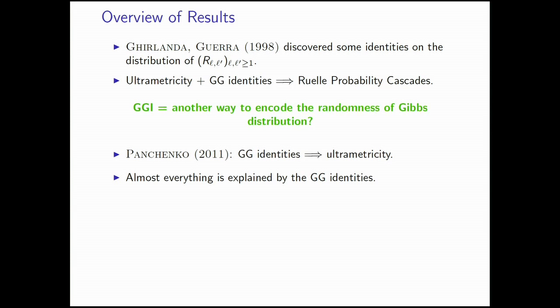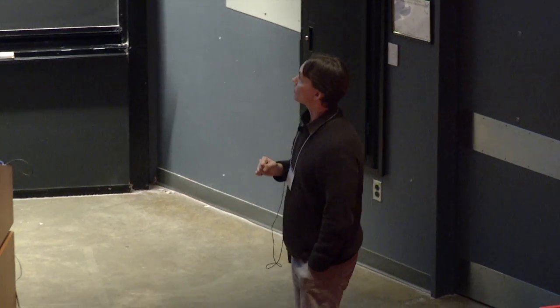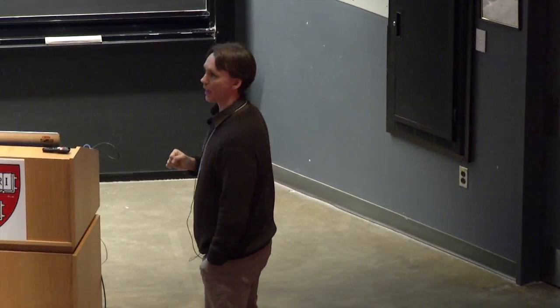So in the second talk, I will show all of these things, Ruelle probability cascades, Ghirlanda-Guerra identities, and where they are coming from, and also give some ideas in the proof of this statement, how you get ultrametricity from the Ghirlanda-Guerra identities. Okay, I'll stop here.